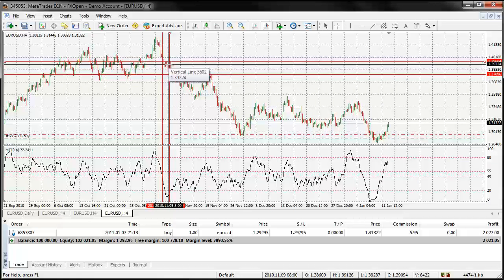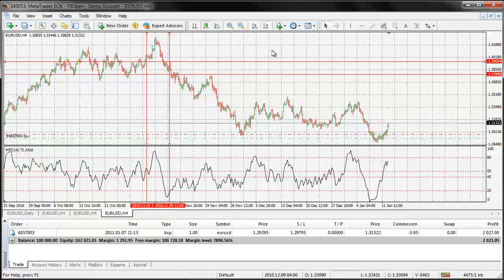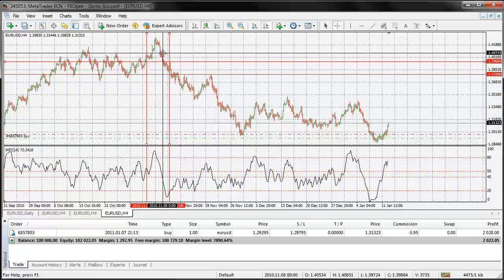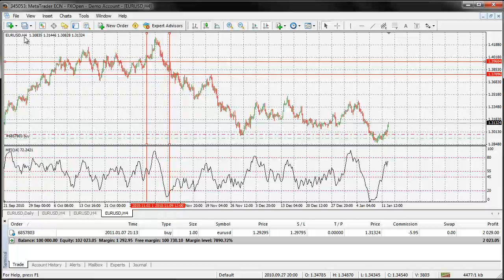So we would have got in around about there. Let's just take a look at that one, see where we would have got in. And it's on that bar there. Okay, so that's for 141 pips. Okay, and that's off the 4-hour time frame.